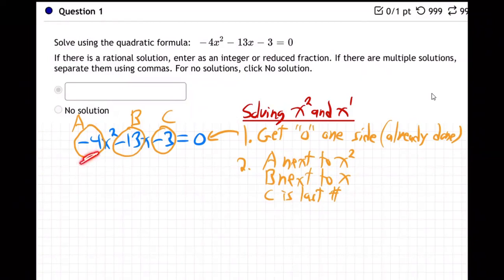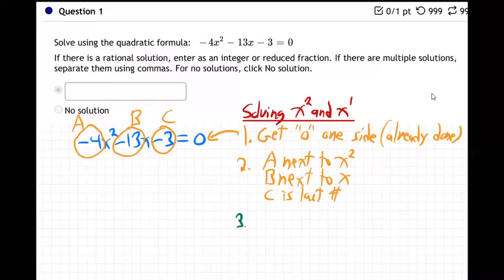Is that making sense? I take the number next to x squared, call that A, peel off the number next to x, call that B, and then grab the last number, call that C. We don't use the x squared or the x. Instead, we peel off the number in front of x squared and the number in front of x, and then grab the last number. Okay. And now what are we going to do from here?